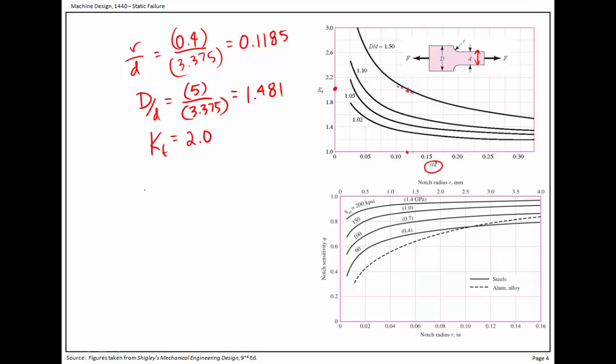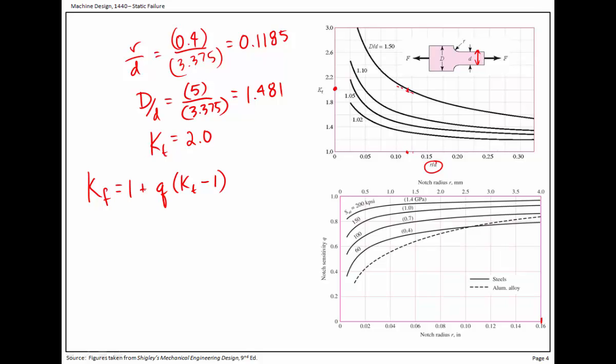Now, we also need to modify this for fatigue. We need to find out what the q is. That's the notch sensitivity, and we could put it into the equation where it's this q times the theoretical stress concentration factor minus 1. So we're going to put it into there. Now, our notch radius was 0.4. That's pretty big. Well, what it says in the book is to just use the largest one right here.